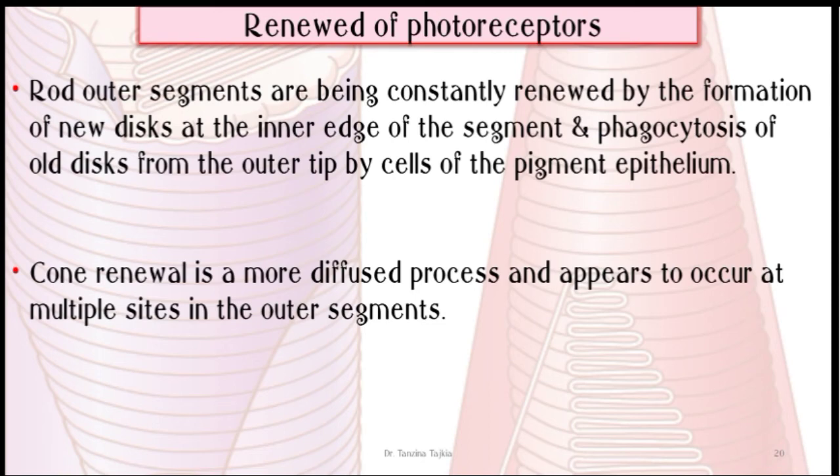Renewal of photoreceptors. Rod outer segments are constantly renewed by the formation of new discs at the inner edge of the segment and phagocytosis of old discs from the outer tip by the cells of the pigmented epithelium. Cone renewal is a more diffuse process and appears to occur at multiple sites of the outer segment.